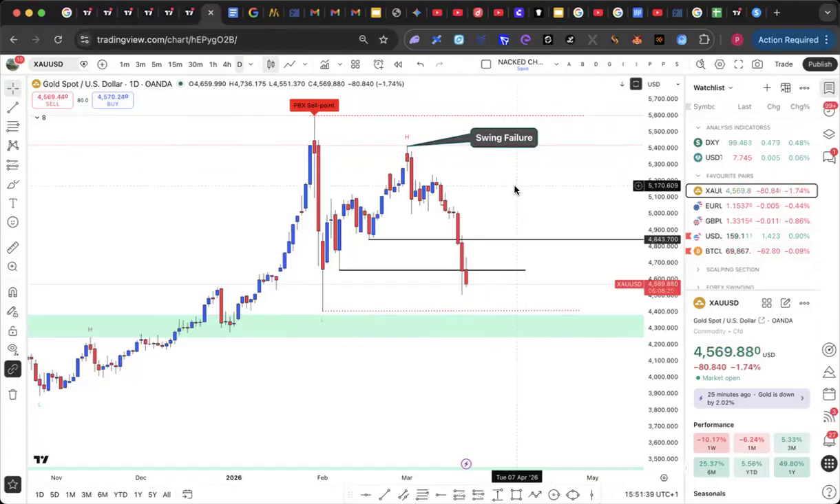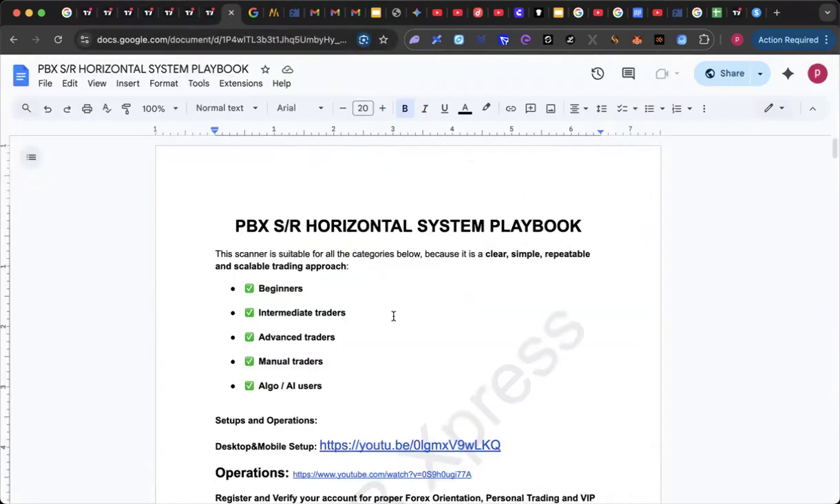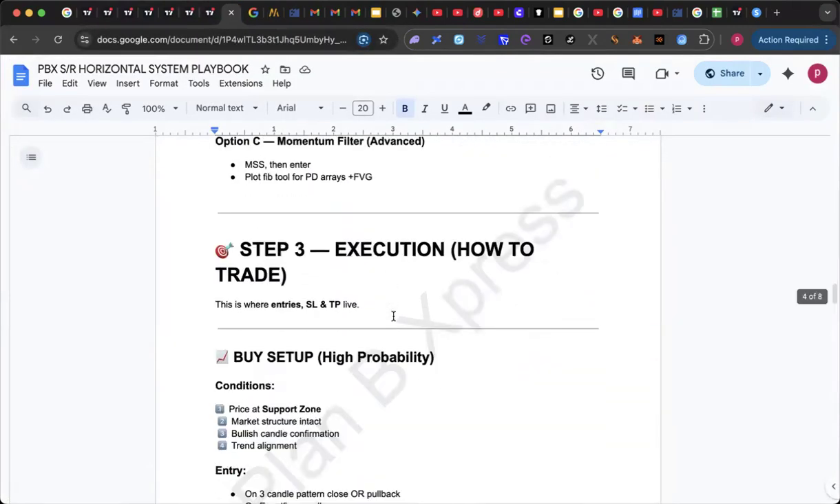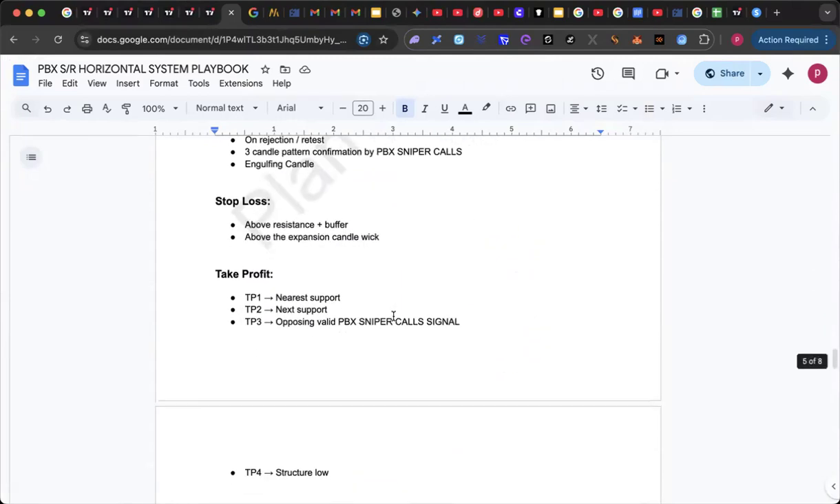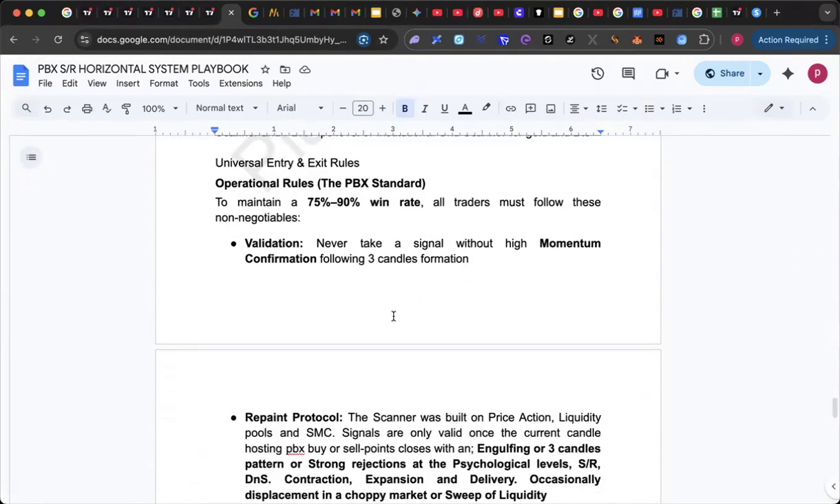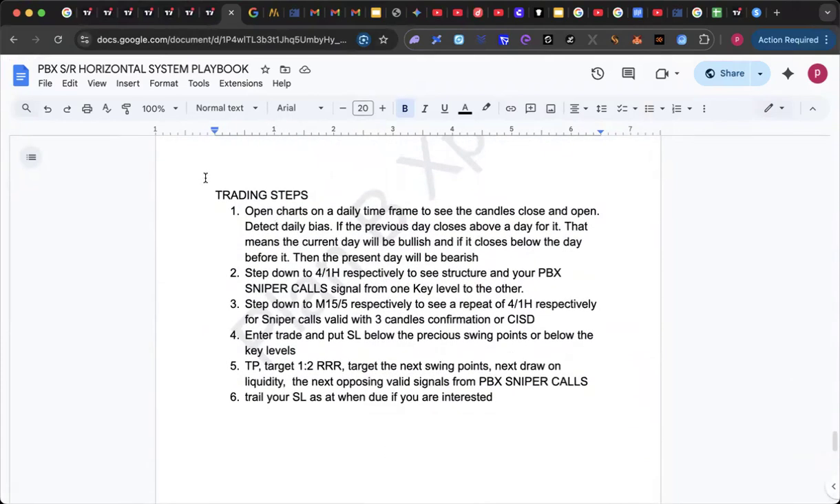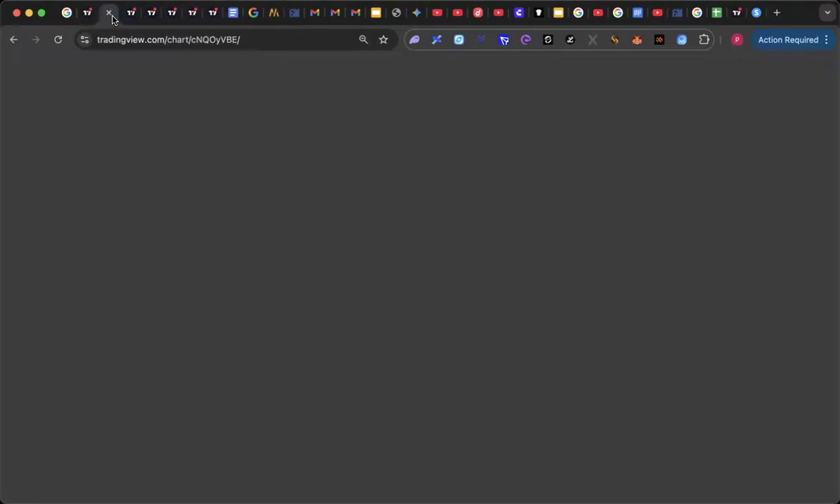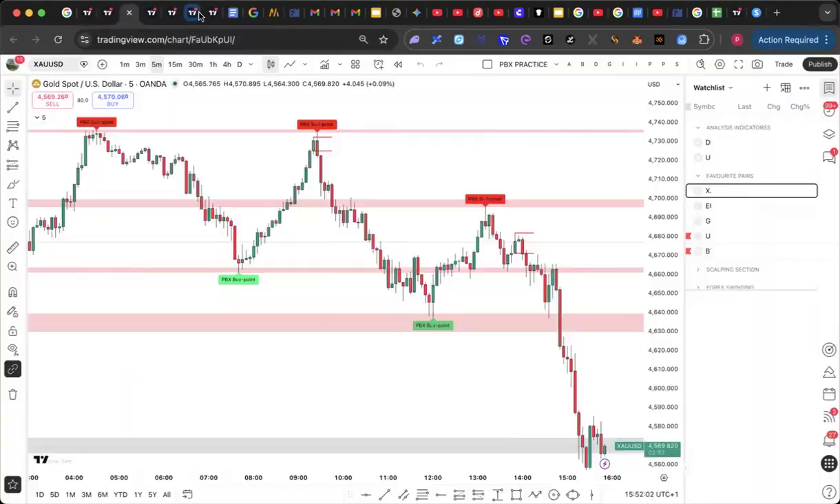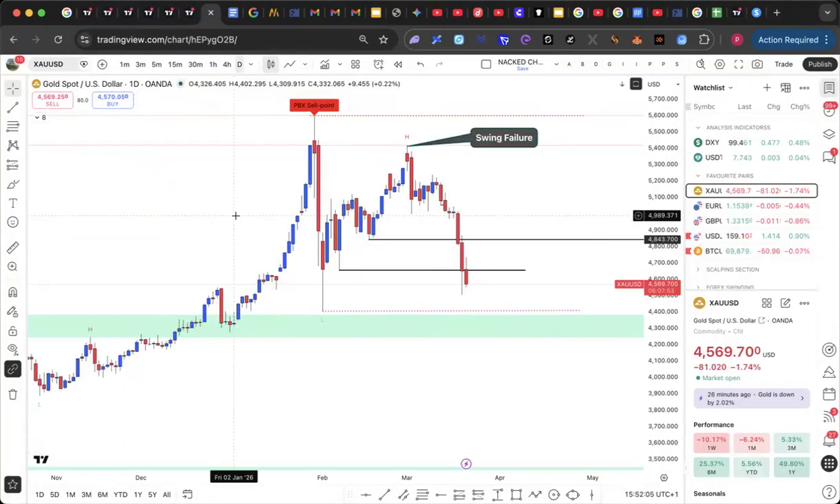Okay, a lot of you have been asking about using our scanner. So, how do you use the scanner? Of course, you study the script to understand some of those ground rules, but basically, what are my steps? First of all, open a chart on the daily time frame to see the candle close and open, so you have an idea what the market is doing.